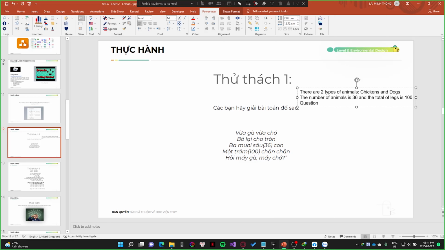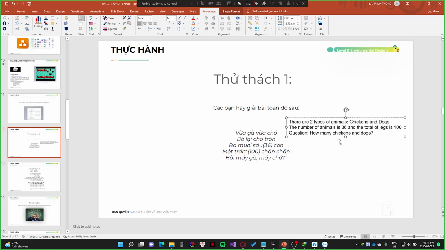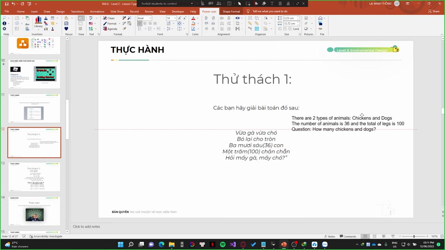The question is: we need to figure out how many chickens and dogs there are in the 36 animals here. Have you understood the question? Have you understood the challenge? Can you solve the riddle?